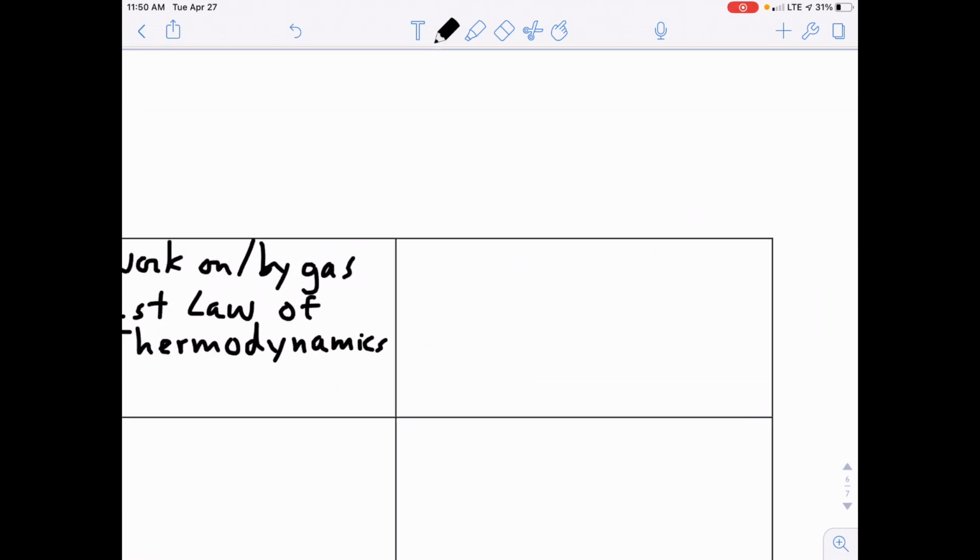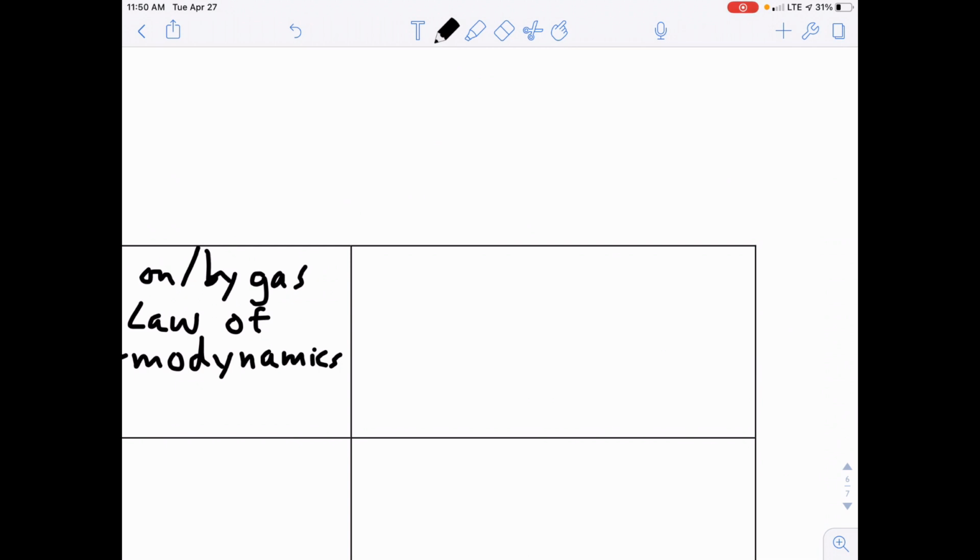Now, work done on or by a gas depends on the point of view. So, for instance, work done by a gas is a positive pressure times a change in volume, whereas work done on a gas, this would be expanding by the gas or compression of the gas, is negative pressure times a change in volume.